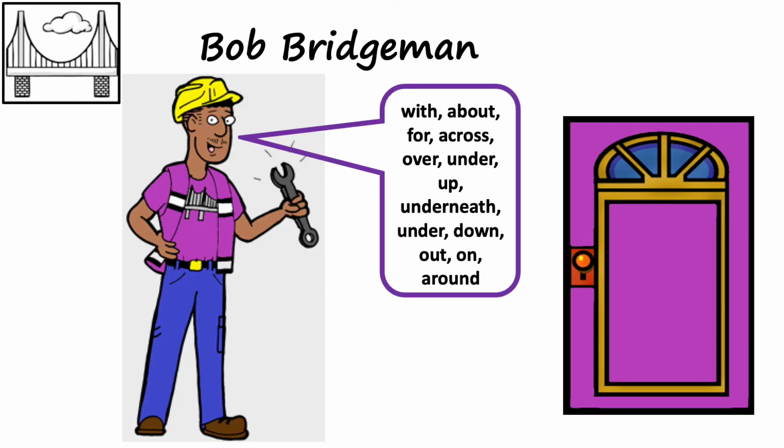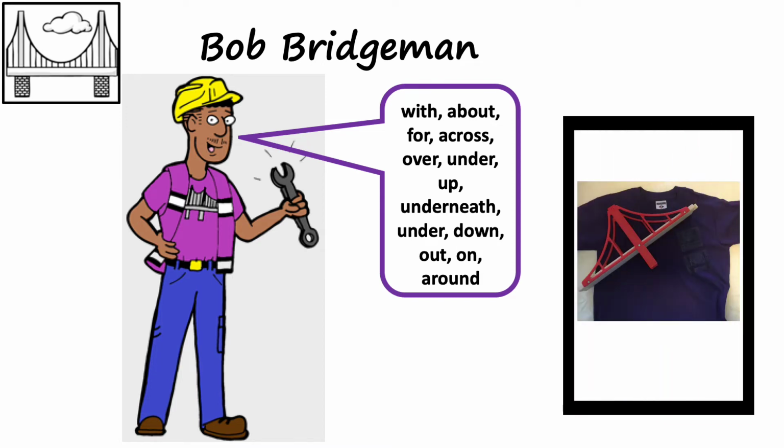Many times, Connie visits with Bob Bridgman, who operates our neighborhood drawbridge. Bob is all about prepositions. Today, you are going to be Bob's helper, and Bob's helper always wears a purple uniform. He'll have you watch for cars driving across his bridge, and planes flying over his bridge, and any boats that are going under his bridge.